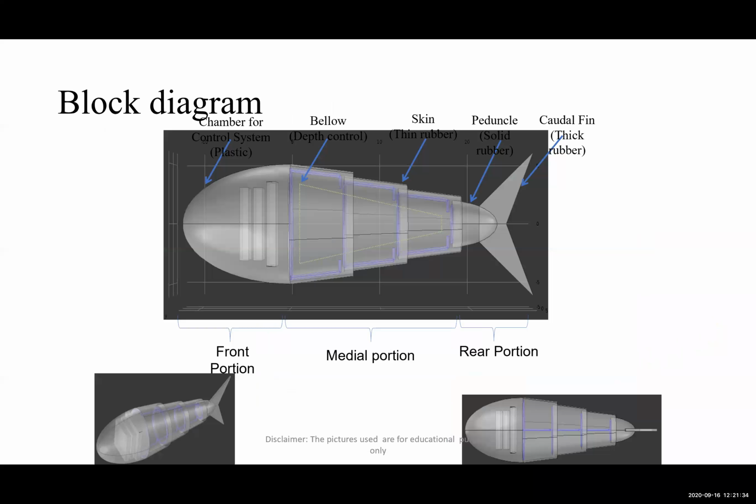So this is a block diagram that we have made. In this block diagram, you have a plastic region, a bellow, a skin kind of arrangement, and a caudal fin. Inside this structure, you have a bone. These bones get actuated and then you can have a forward stroke. This is your front portion, this is your medial portion, and this is your rear portion. So the front portion and the medial portion are taken care of in this way. This is how we have designed the system.